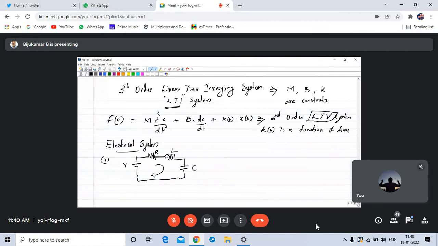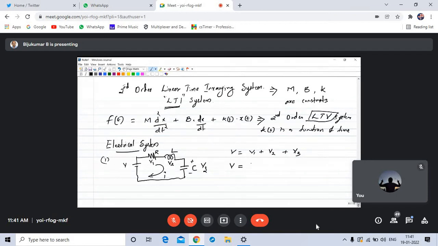There will be a current that is called I. The voltage across the resistance we can call V1. Voltage across inductor we can call V2. Voltage across the capacitor we can call V3. So according to this, if you apply Kirchhoff voltage law, we can write V is equal to V1 plus V2 plus V3, right? So V is the input, so let it remain the same V.